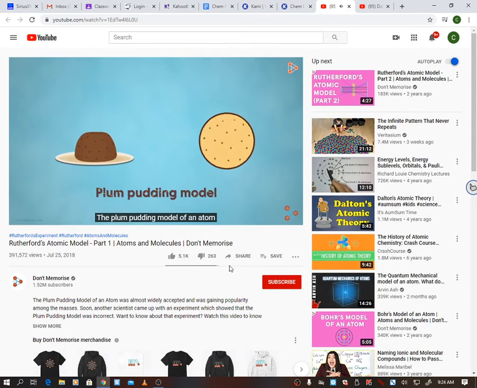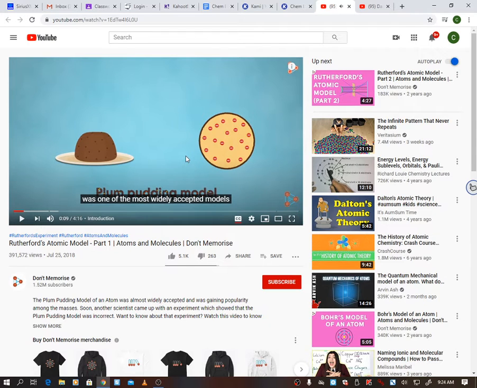The plum pudding model of an atom was one of the most widely accepted models. And I will apologize right now for the accent. If it's a little hard to understand, this was the best one I could find.